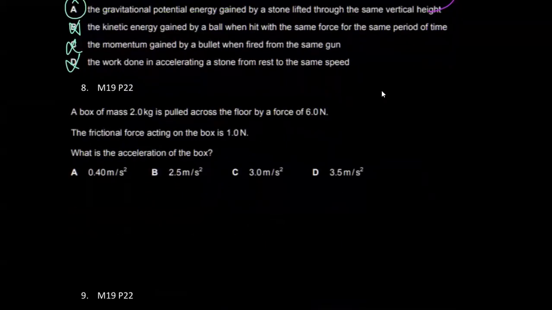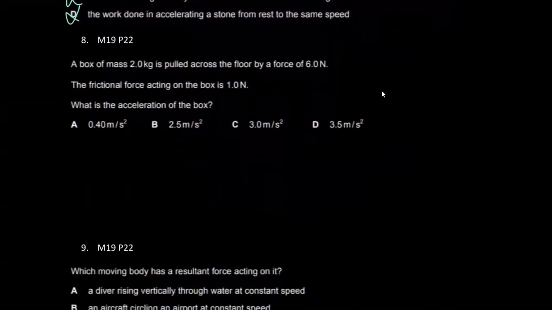You should know the answer. And A, you could also prove it mathematically. Okay. A box of mass 2 kg is pulled across the floor by a force of 6 Newton.